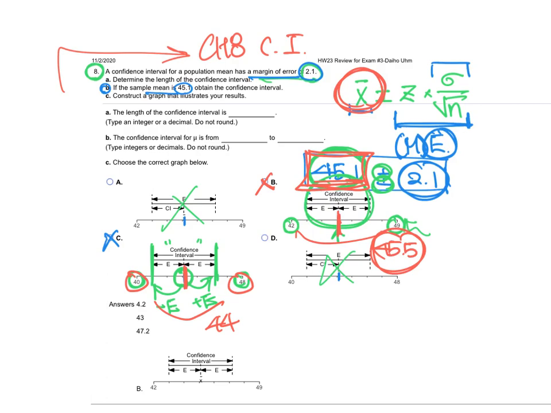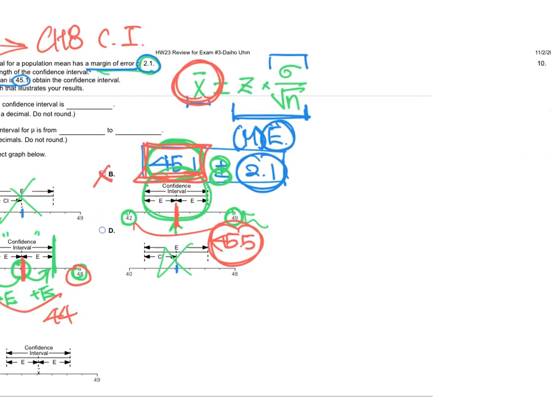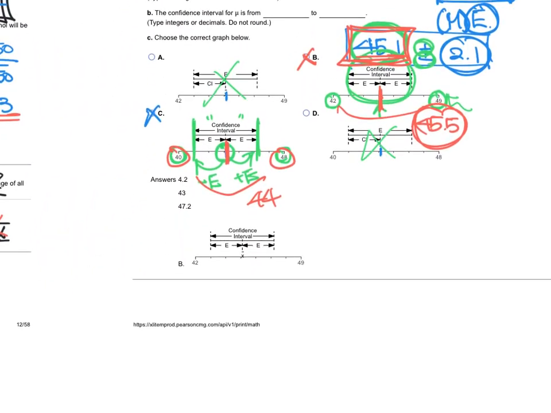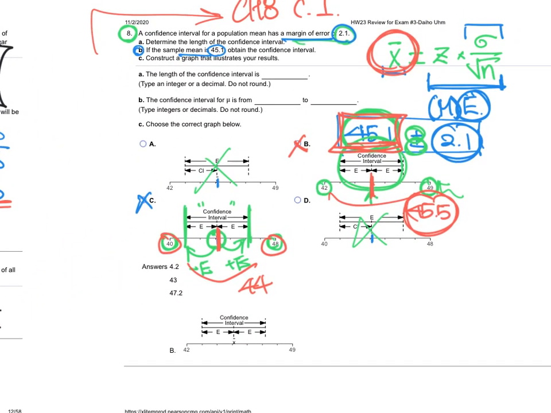Let me check the answer. On the next page there are the answers. Where is the next page? Yes, here. Yeah, the answer is B. Yeah, B is better. Even though the illustration is the same and correct as here, the value in the middle must be the sample mean, which was 45.1.